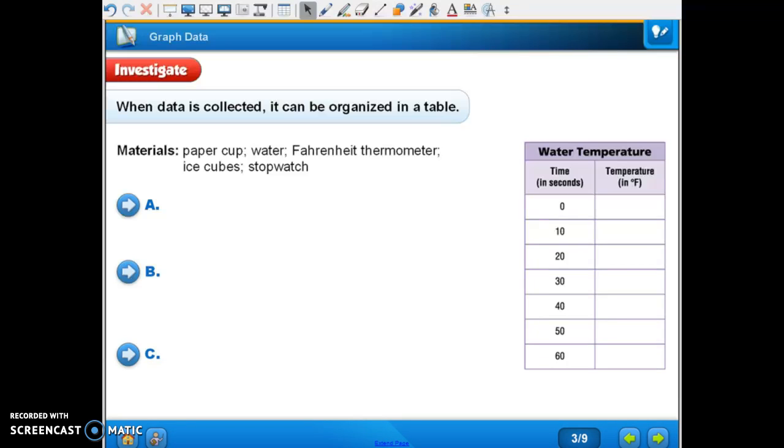When data is collected, it can be organized in a table. We're going to take our plastic cup of water, and we're going to be adding some ice to it. Now my thermometers are all Celsius, so we're going to change this measurement in our table to degrees Celsius. So please do that on your paper, so if we look back we'll know. Okay, we're going to need a timer. So I have my phone here.